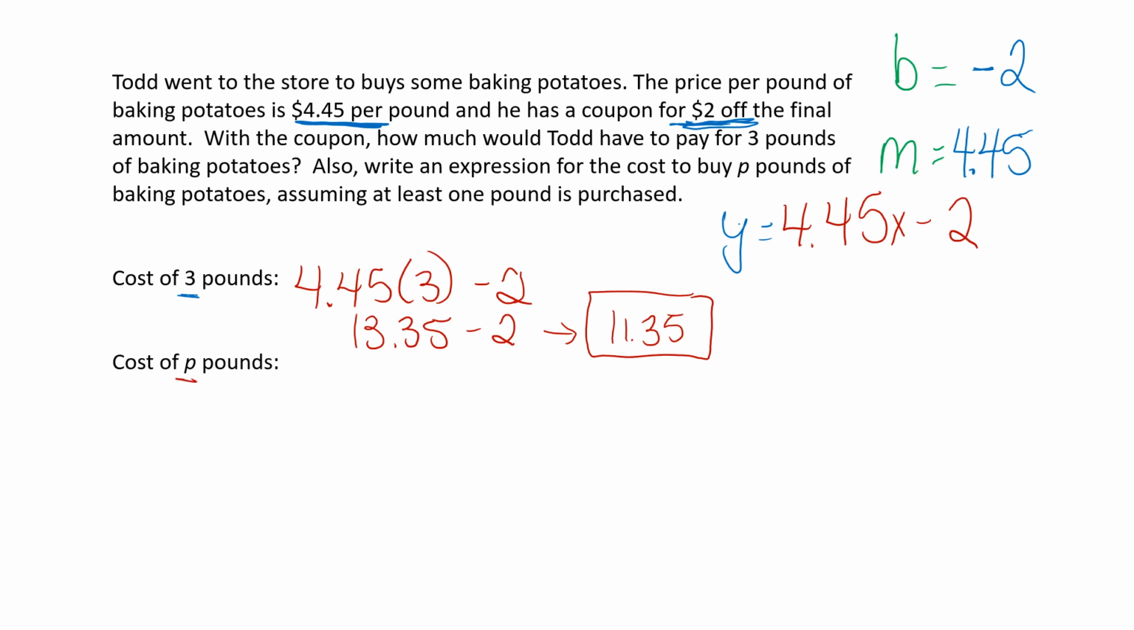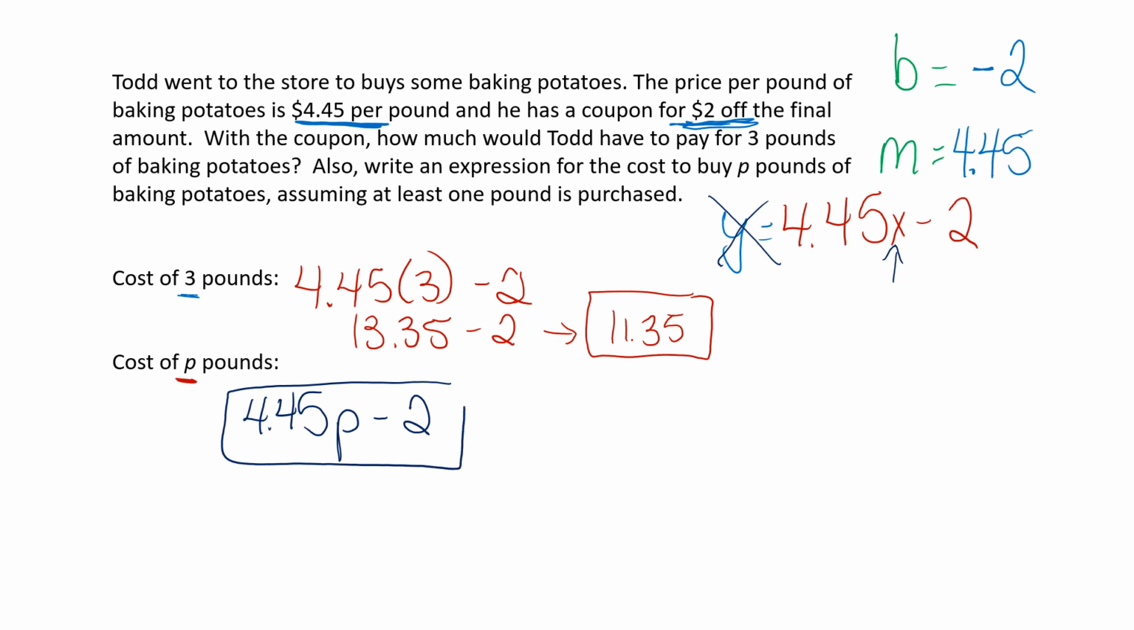The next question asks for the cost of P pounds, which is an algebraic expression. It cannot be solved because you do not know the value of P. So you're going to keep all your numbers the same, except we're going to drop off the y and change the variable x. So we have our 4.45 times the variable P, minus 2. So that's what would go in that spot.